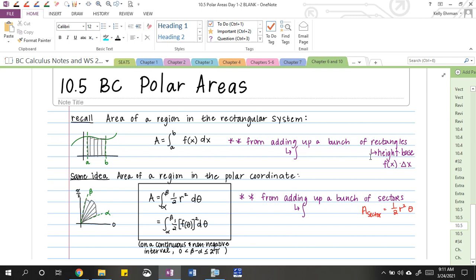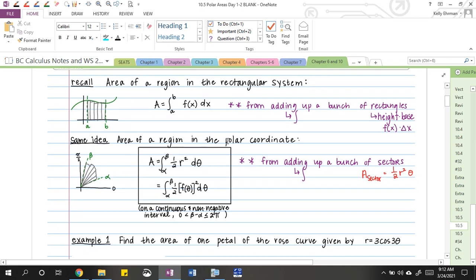So remember, in the rectangular coordinate system, if we want to find an area of a region bounded by A and B, we take the integral of the function, and the integral of a function just means that you're adding up basically a bunch of rectangles, and we've allowed delta x to get infinitely small, right? So the area of a rectangle is the height times the base, or the f of x times the delta x. We're doing the same thing, but we're looking at polar curves, and polar curves are not built on a rectangular coordinate system. They're built on the polar coordinate system.